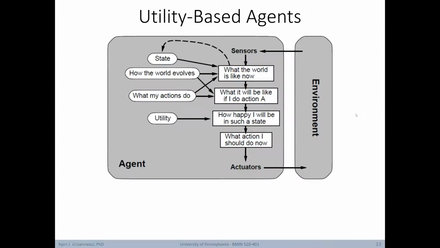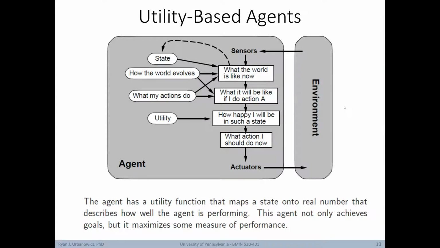Another class of agents are utility-based agents. The main difference here is that not only are we trying to achieve goals, but we're trying to evaluate how well we're achieving them or how quickly we're achieving them. This allows us to conduct goal-based actions where we try and maximize some measure of performance in achieving that goal. You can also think of this as quantifying how well we're achieving a goal.